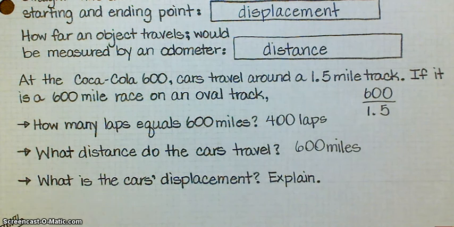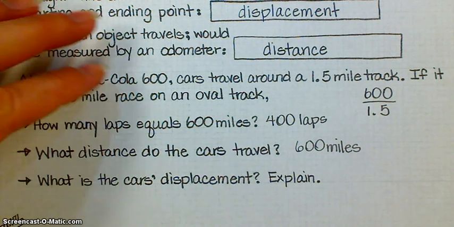Okay, and here's the big thing. This is what's really going to show you the difference between distance and displacement. What is the car's displacement at the end of the race? If you've ever looked at one of these races, they start at the starting line and they end up at the finish line, which is also the starting line. So they ended up where they started. So what is their displacement? 0. Yep.